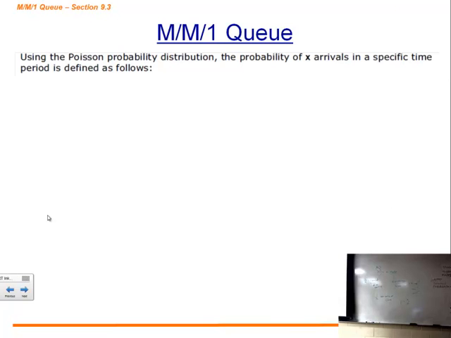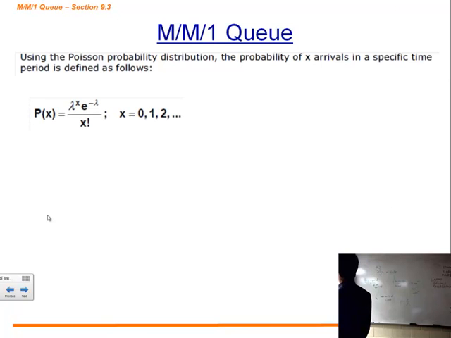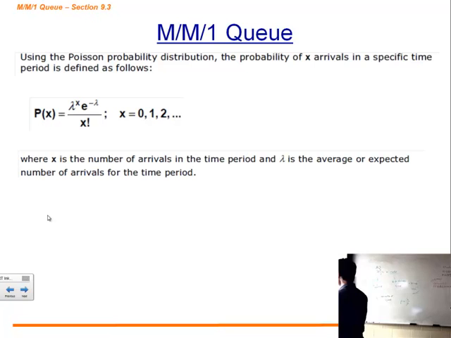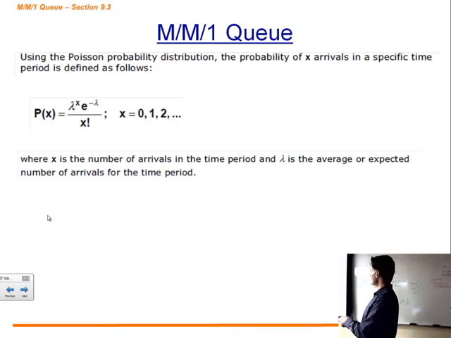So using the Poisson probability distribution, the probability of X arrivals in a specific time period is defined like this. This is really just to recall what that Poisson process was, and we're actually not going to use this formula directly today at all. It's just for review. Here, X is the number of arrivals in a time period, and lambda is the average or expected number of arrivals in a time period. So this is the probability of getting exactly X arrivals, given that you have an average number of arrivals of lambda, for integers X.